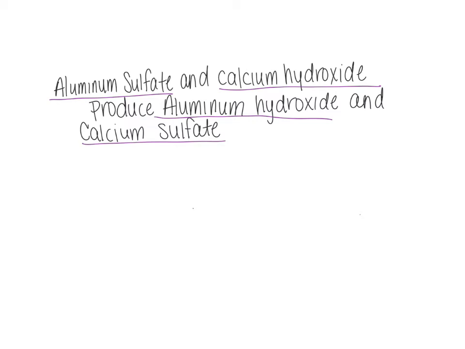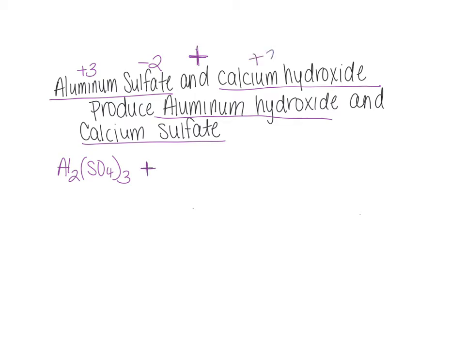So the first thing I'm going to do is write the correct formula using subscripts for aluminum sulfate. So aluminum I know is +3, sulfate is -2. So I would write that as Al2(SO4)3. The and means a plus, so I'm going to plus calcium hydroxide.